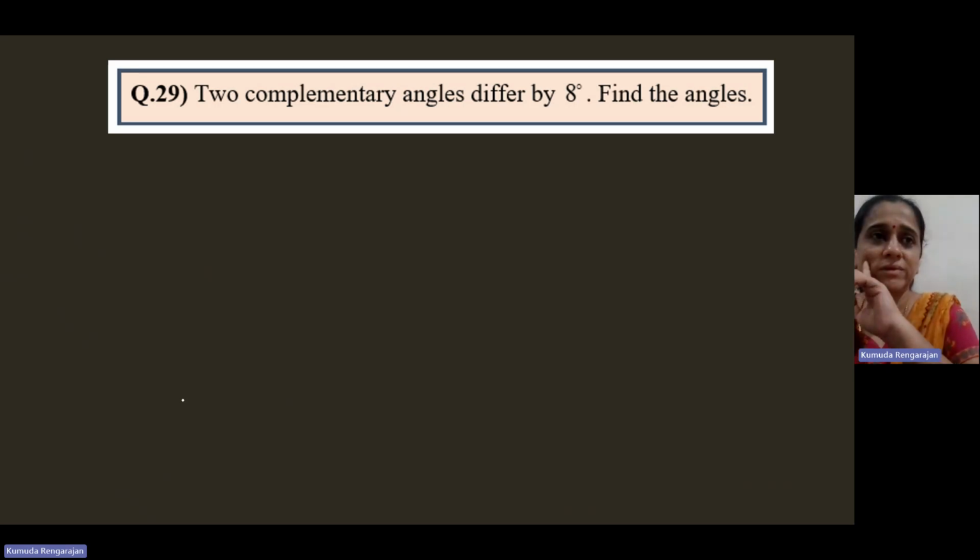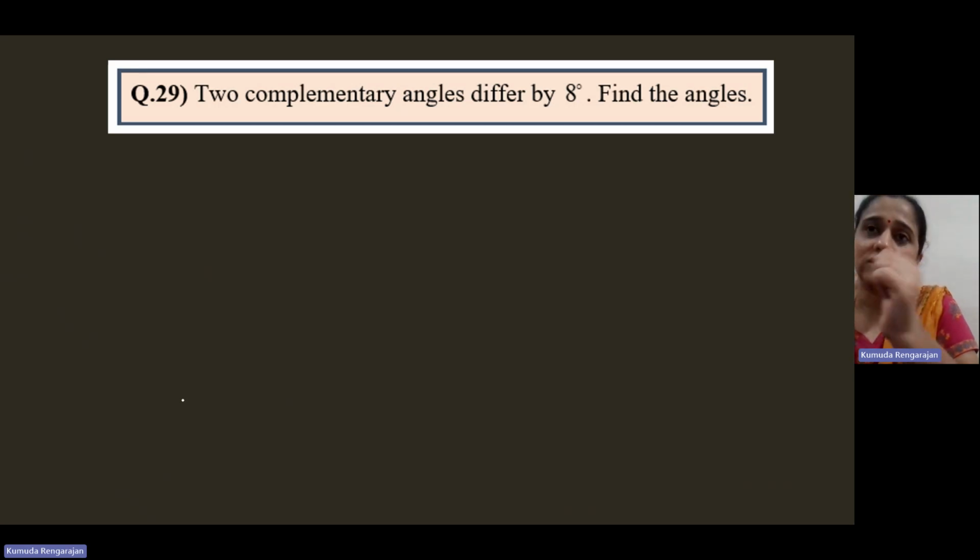Let's just take an example now. 30 degrees and 60 degrees are complementary angles. Why? Because 30 degrees plus 60 degrees is equal to 90 degrees. So we say 30 degrees and 60 degrees are complementary angles.